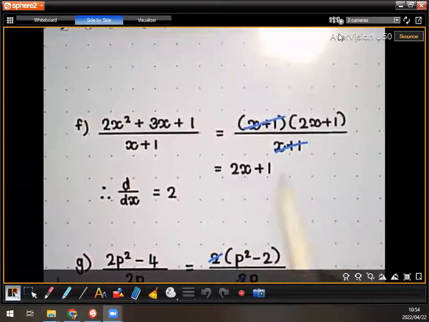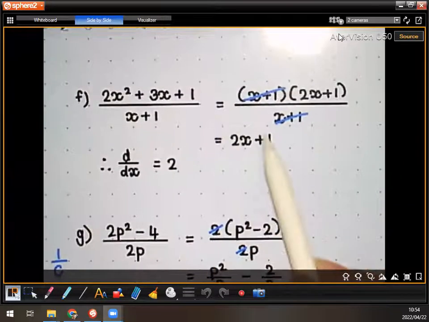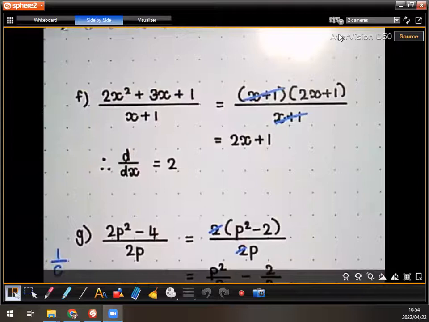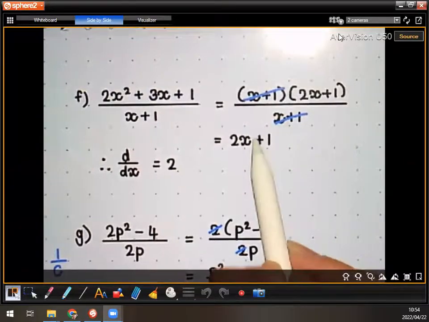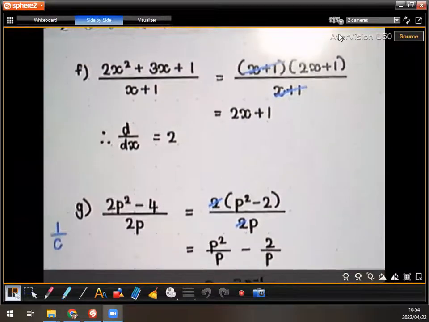Alright, so once you have your 2x plus 1, you cancel out and you get your 2x plus 1. The derivative of 2x is just 2, and the derivative of a constant is always 0. Okay, the gradient of this straight line graph is just 2. Remember, that's what the derivative is.